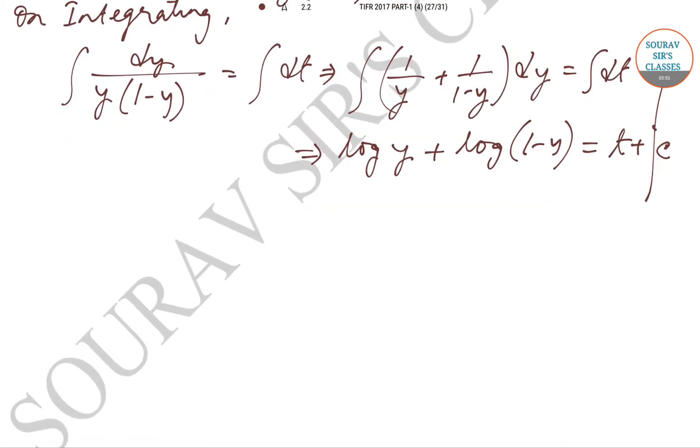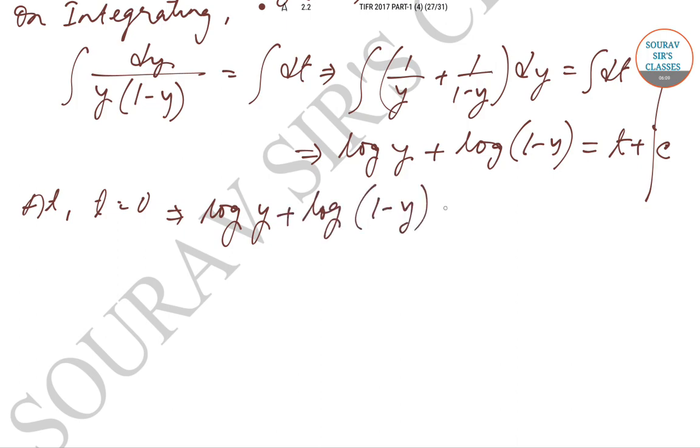Now at t equal to 0, when t is equal to 0, we get log of y plus log of 1 minus y is equal to c.